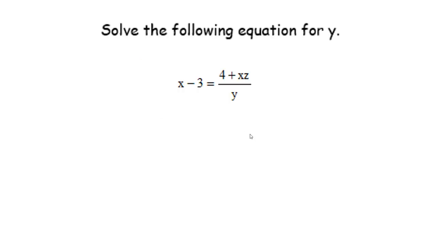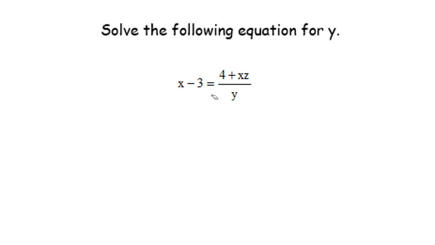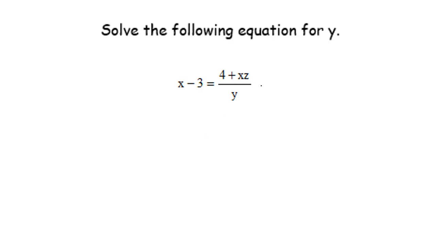So we're going to look at a problem that's a little bit harder here. Okay, so for this one, I want to solve for y. I say it's harder just because of the way that it looks. Okay, so this says x minus 3. We have no issues with this side because there's no y, so I don't need to mess with that side at all. I need to look at the right side. And where is the y? The y is in the bottom of the fraction. So I have to get rid of that y. So how do I get rid of that y? I'm going to multiply both sides by y.